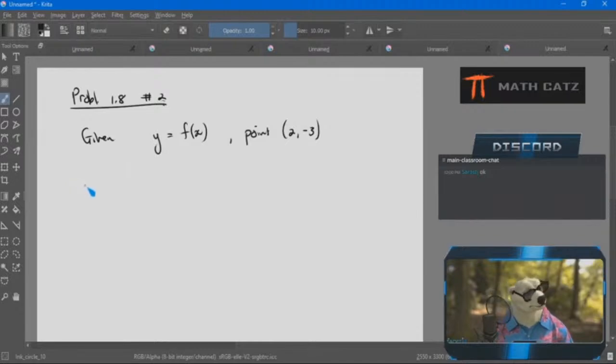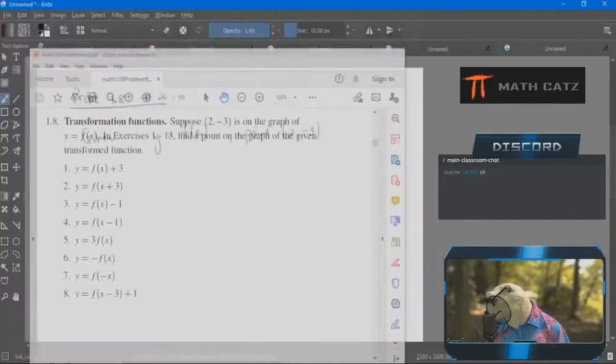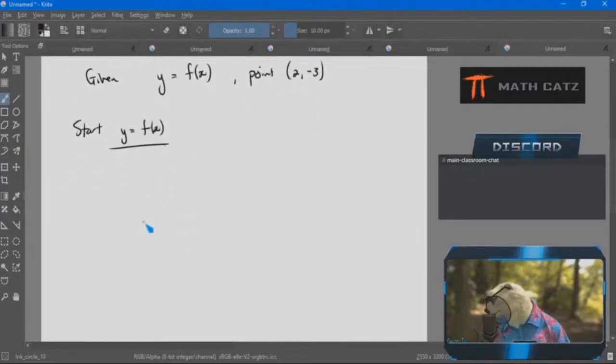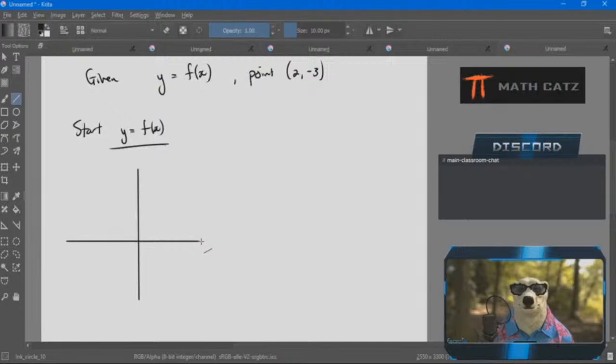In number 2, I want to evaluate. So let's say it like this to make it consistent with the other one. I start with my function. Let's just see that function before we transform it. I can't draw apparently. Where is my y-axis? Oh, there it is. That looks ugly now. There we go. Not sure why that didn't want to draw.